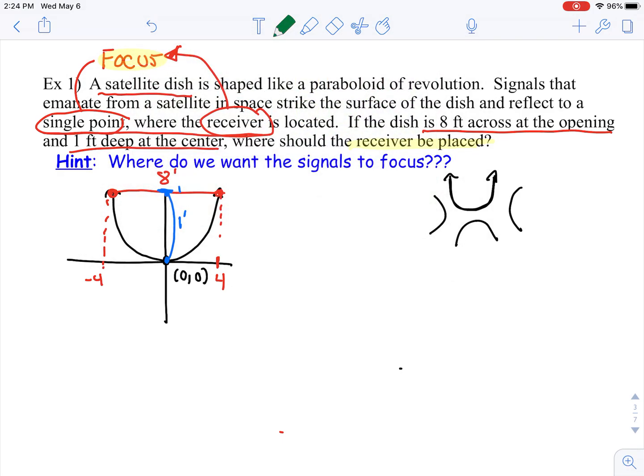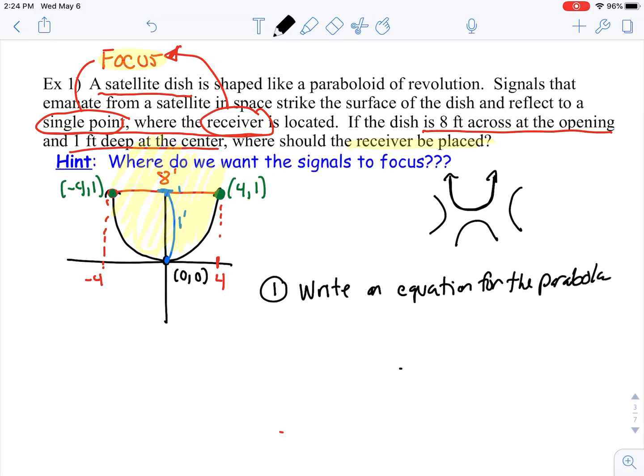Now with this information on a graph, we should be able to conclude that this ordered pair has an x value of 4 and a y value of 1. This ordered pair is -4, 1. What this is asking us to figure out is, where are we going to place the focus? The only thing that we know is that the focus has to be somewhere inside this parabola, but we don't really know where it is. So in order to figure out where the focus is going to go, we're going to have to write an equation for this parabola.